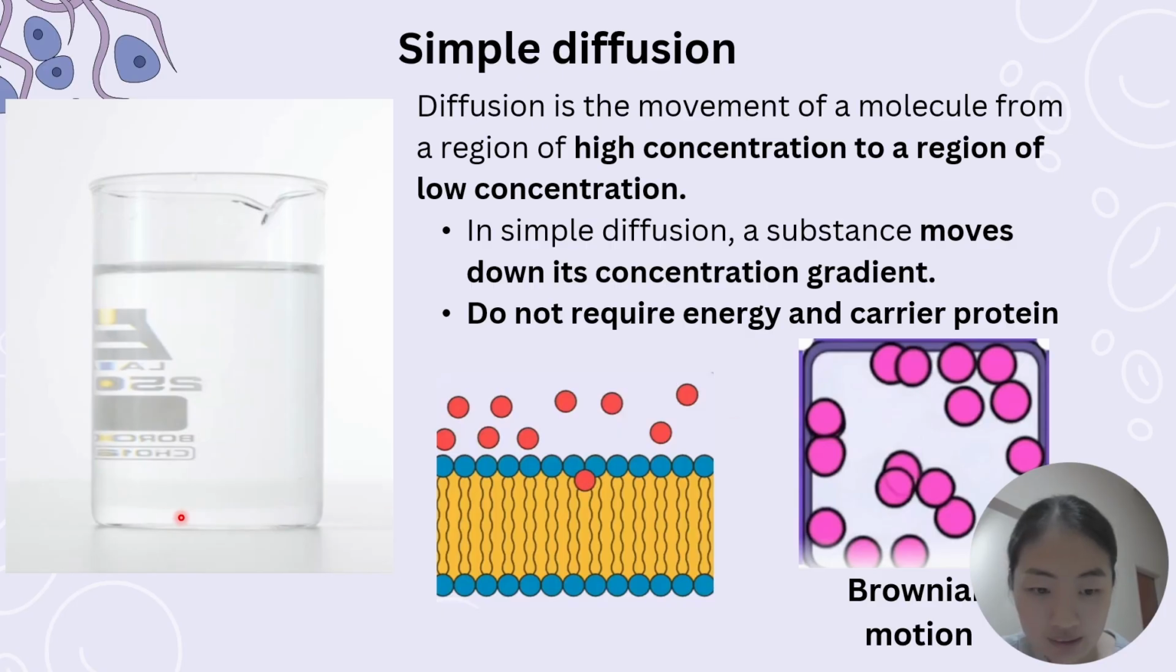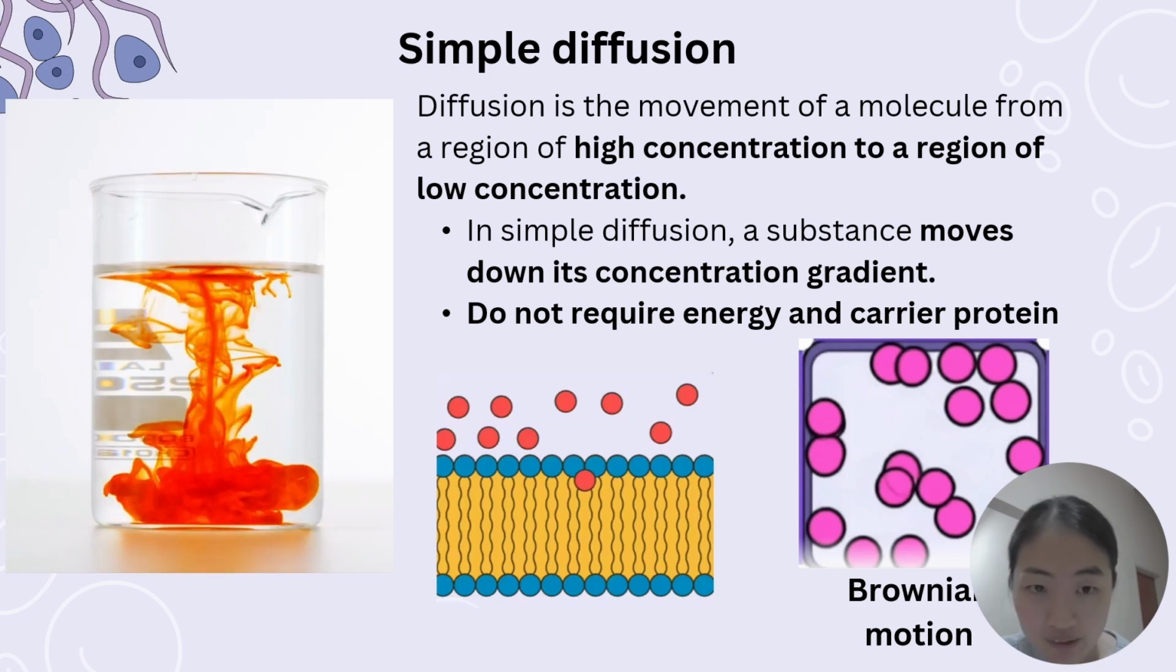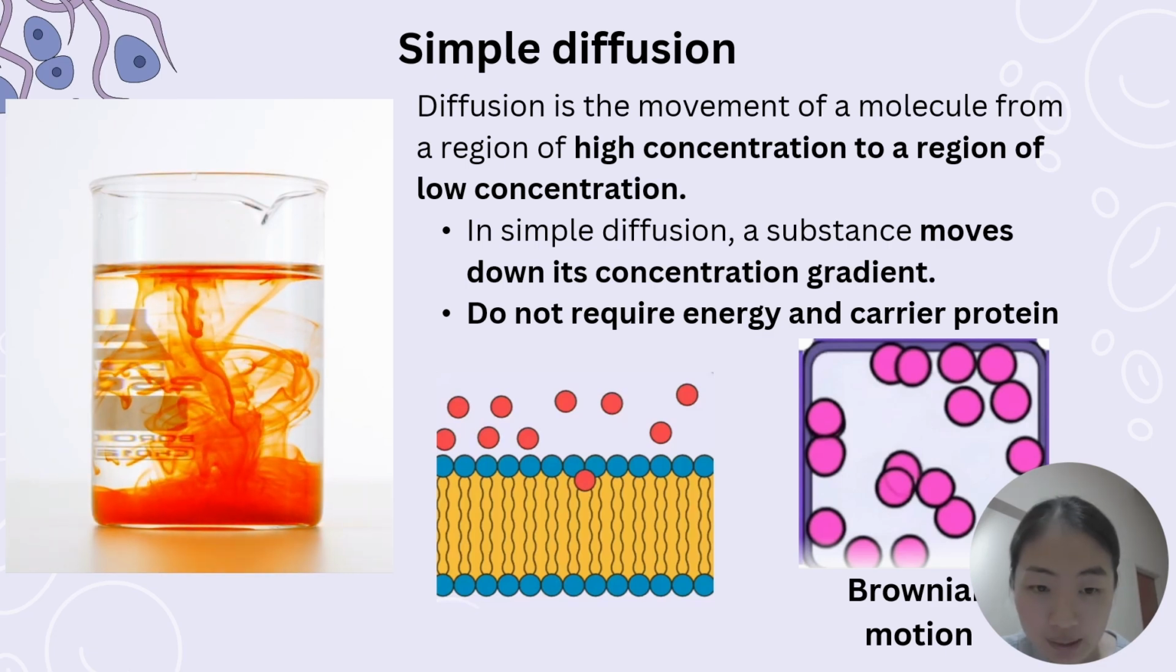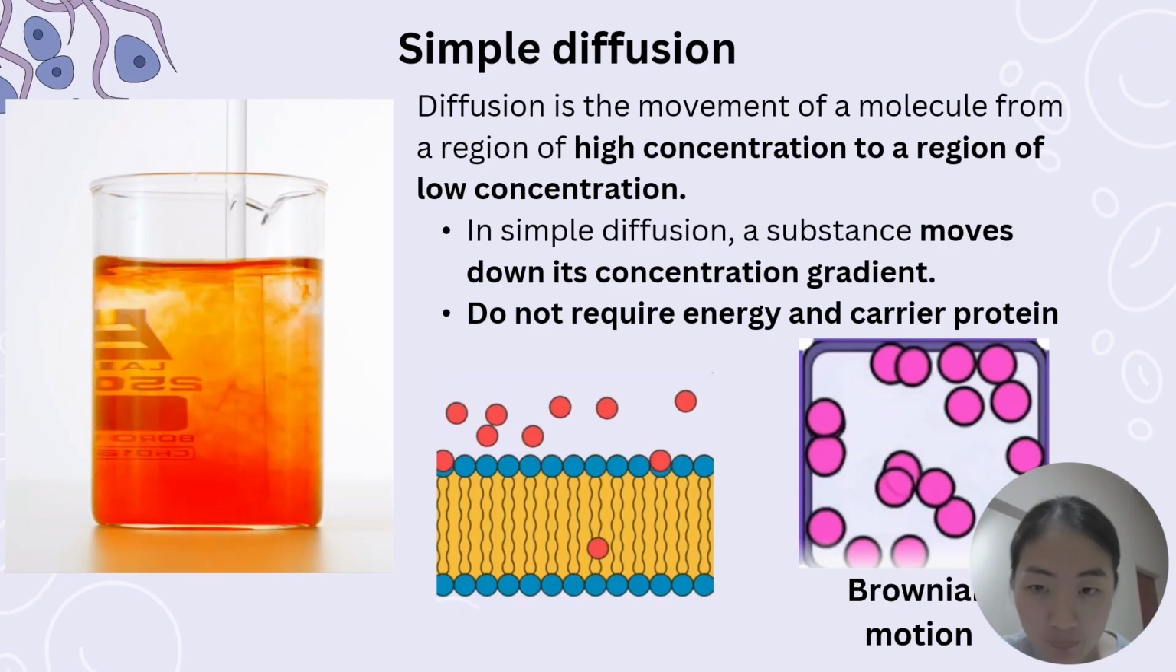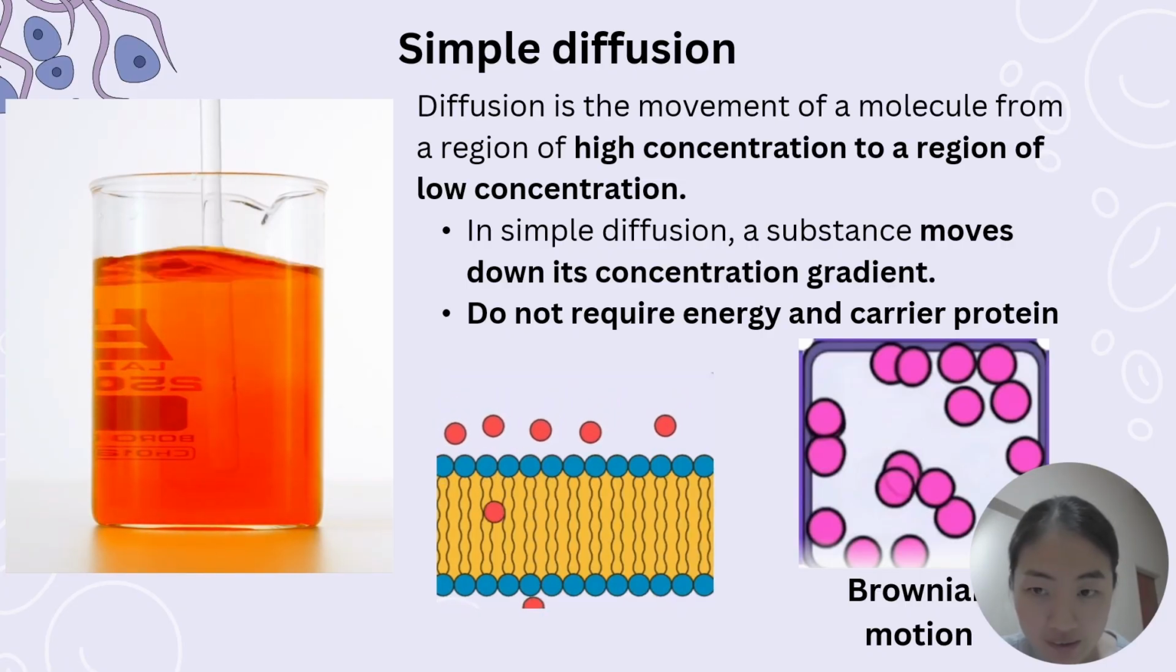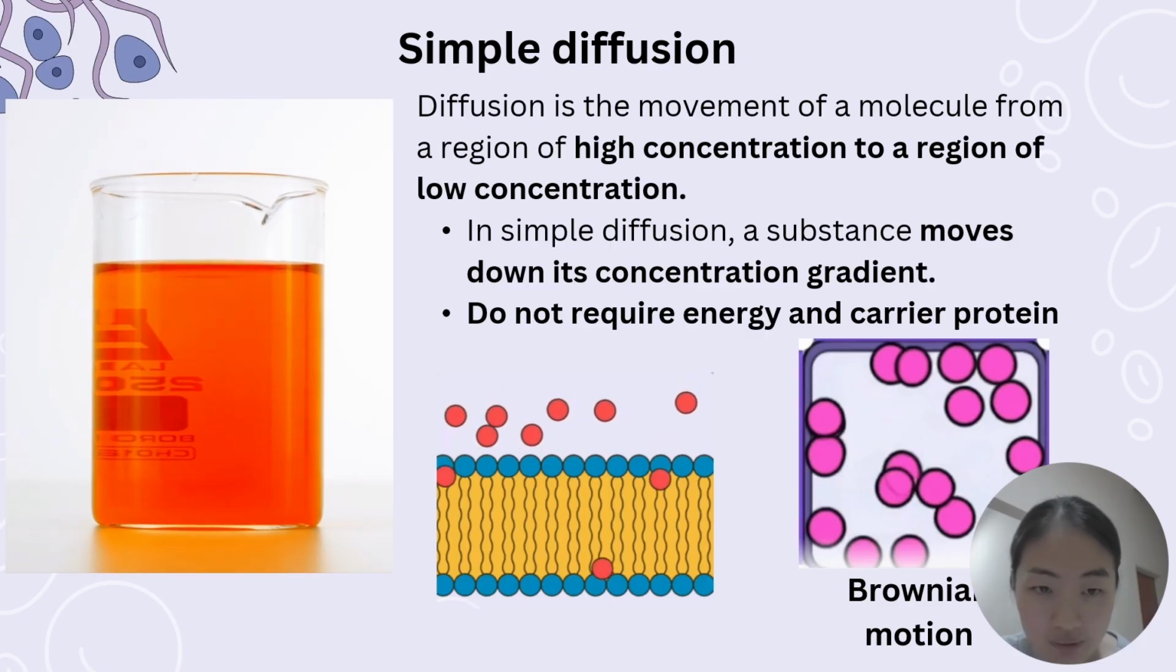So in this video, when a drop of orange ink enters the water, the ink particles will begin to spread out. They will move randomly from the area of high concentration to the area of low concentration until the whole solution is evenly distributed with the orange color.